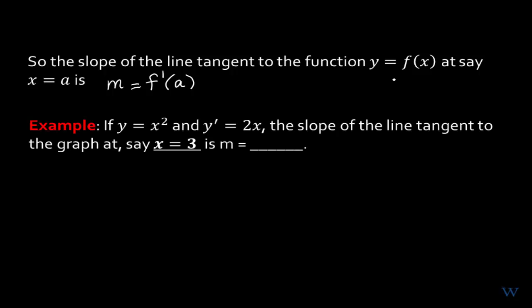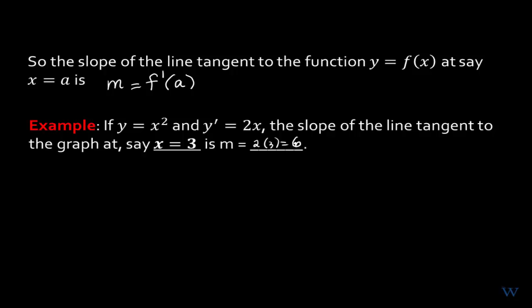Now let's see. Here we have an example. If y is equal to x squared and y prime is equal to 2x, the slope of the line tangent to the graph at, say, x equal to 3 is what? That means we substitute x equal to 3 into the slope function, and that means that the slope m is equal to 2 times 3, which is equal to 6.